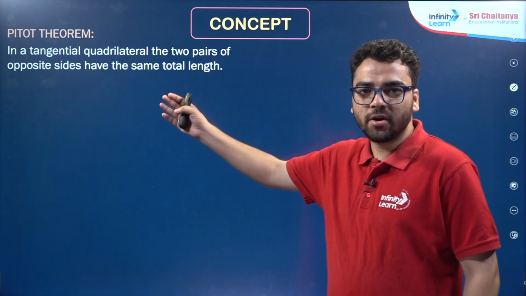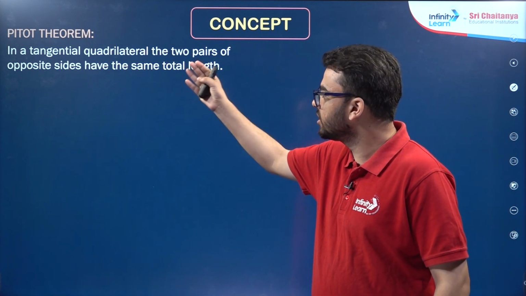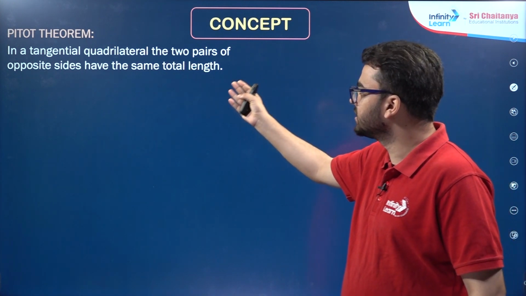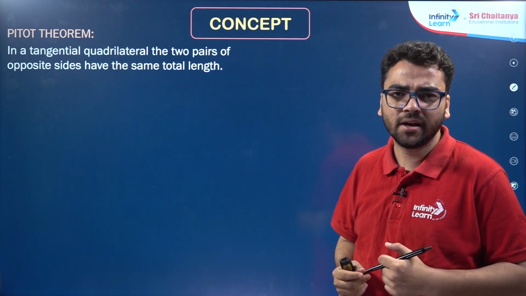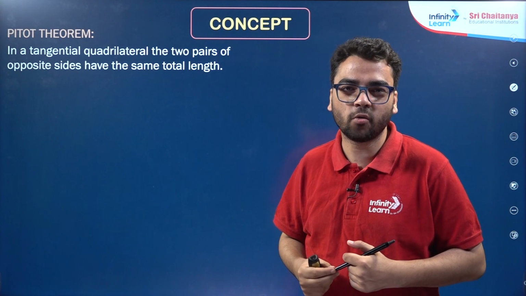So what is the statement of the theorem? That in a tangential quadrilateral, the two pairs of opposite sides have the same total length. What does it mean? The first thing is, what is a tangential quadrilateral?